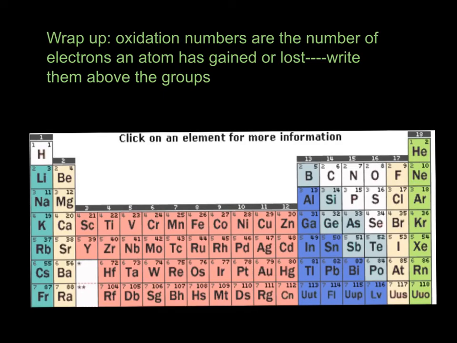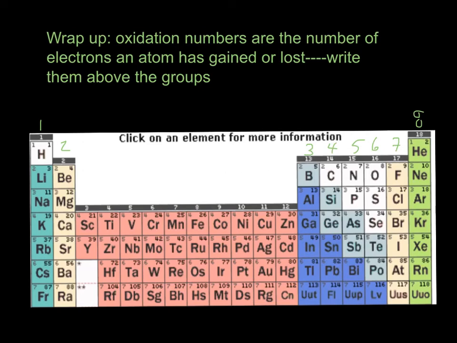Okay, so the wrap-up thing is, when we talked about oxidation numbers, but you didn't know we were doing this, these are the numbers of electrons that an atom has gained or lost. And so what we're going to do is write them above the groups. If you remember, group 1 had 1 valence electron, group 2 had 2 valence electrons, group 13 had 3 valence electrons, 14, 4, 15, 5, 16, 6, 17, 7, and 18 had a total of 8.